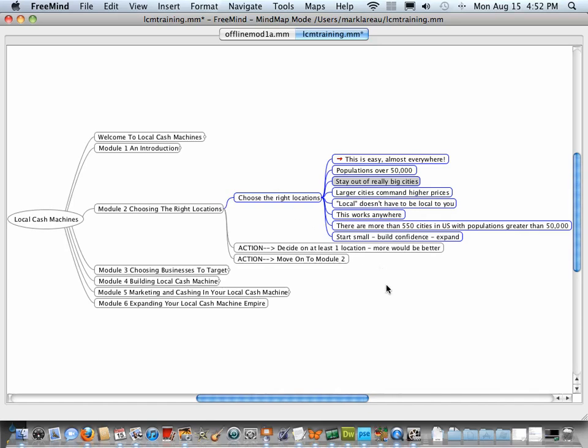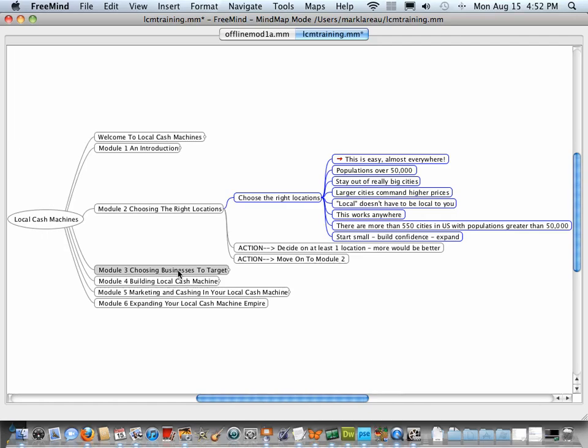So I just want you to decide on one location. More would be better. Maybe write down two or three different cities. You have to realize each cash machine, each one of these sites that we're going to be setting up, is going to take you 1 to 2 hours to set up, and you're going to have to get a hosting account. We'll go over all that a little bit later, but for each city that you select now, you're going to set up a website.